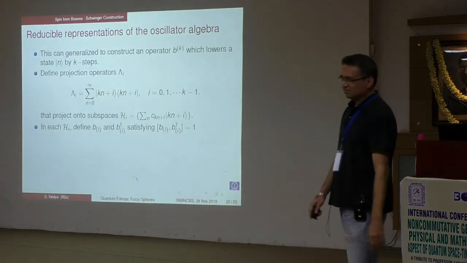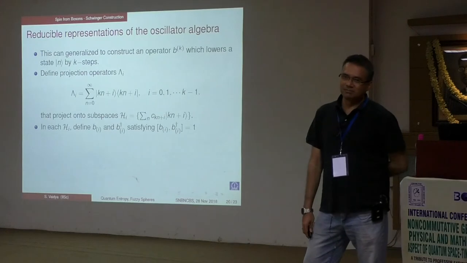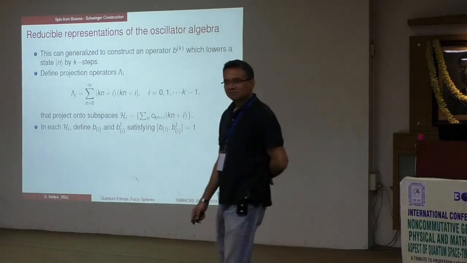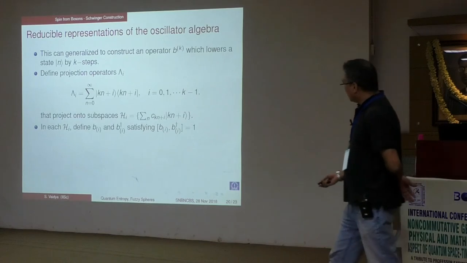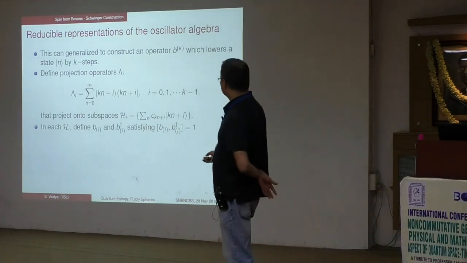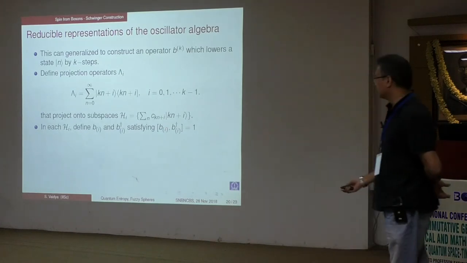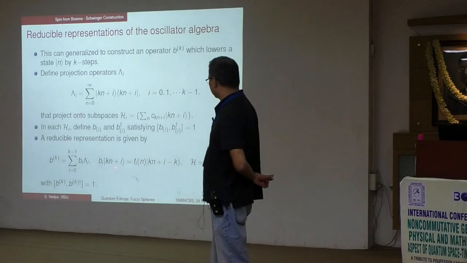But in my mind, it's not necessary to split it into even and odd. You take two copies of the harmonic oscillator and add them, and you get the same result. So it's not necessary. You just have to label the eigenstates differently. That's all. In each of these you will find that the B's obey the standard commutation relations, and then you can construct a nice big reducible representation.